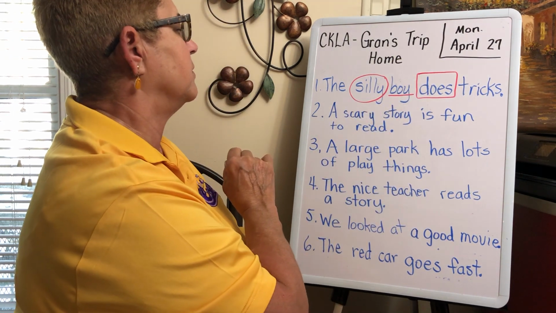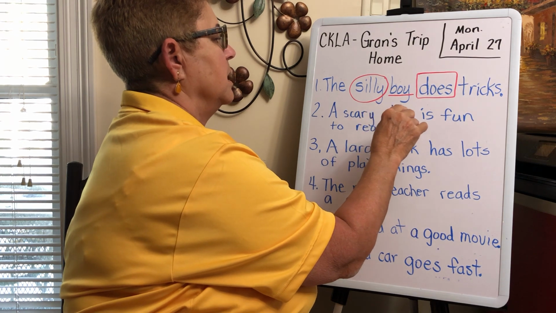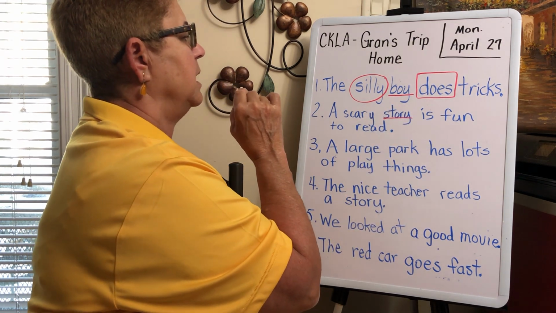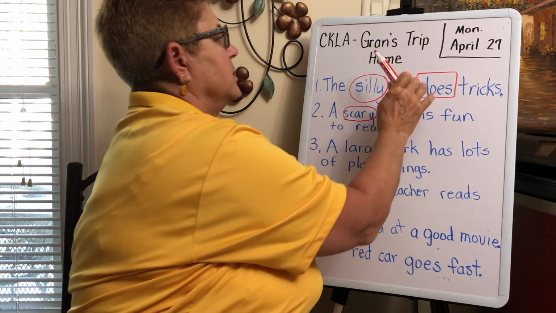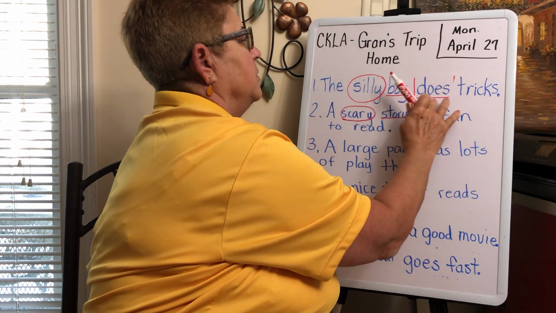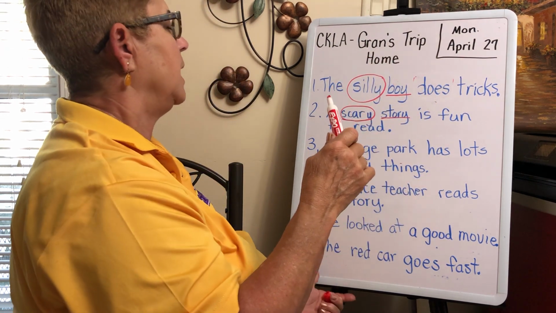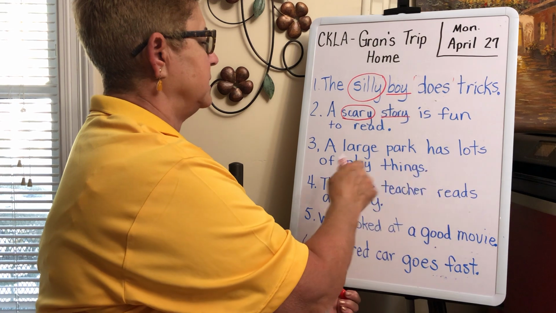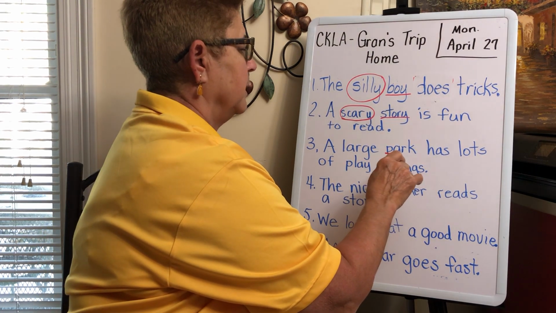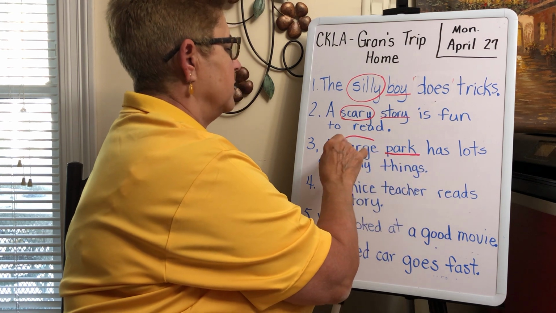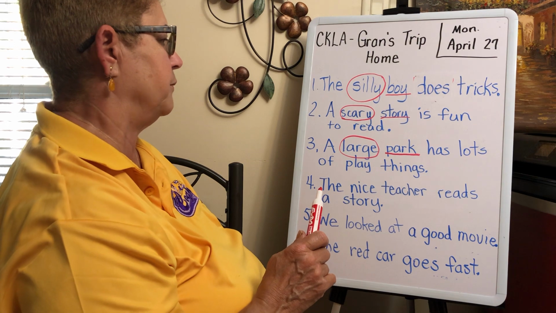A scary story is fun to read. So story is our noun and scary is our adjective. I think we're just going to do adjectives and nouns right now because we're just starting verbs. A large park has lots of playthings. So park is our noun and large is our adjective. Has would be our verb.